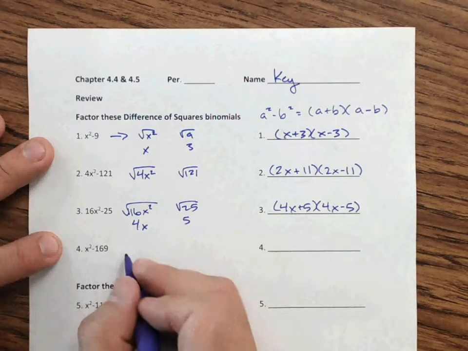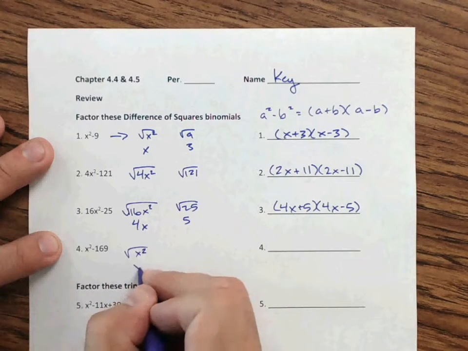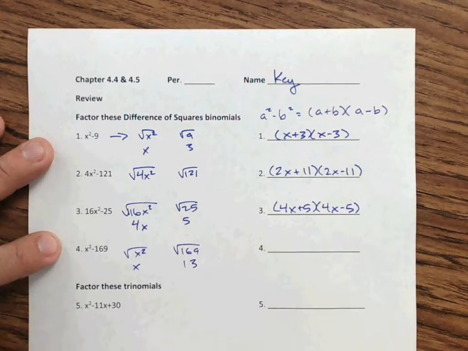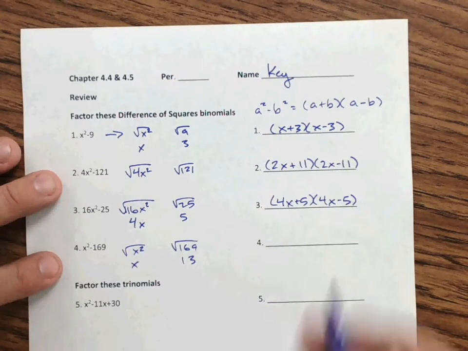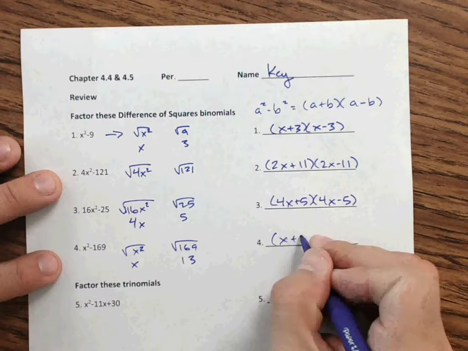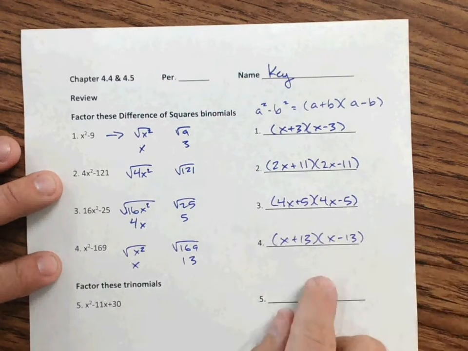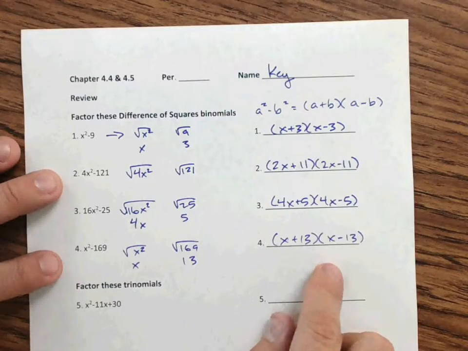Last one here, square root of x squared is x. Square root of 169 is 13. You can use your calculator if you need to get that one. And that's going to be x plus 13 and x minus 13. That's under 2 minutes. We are done with all 4 of those.